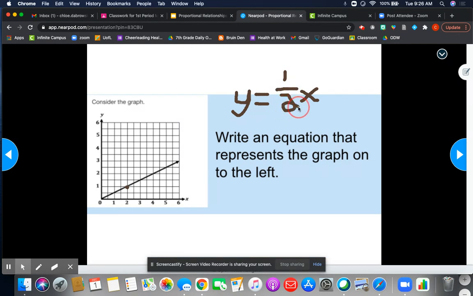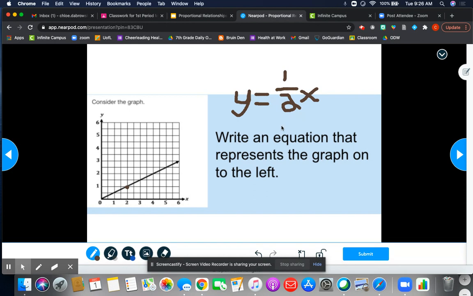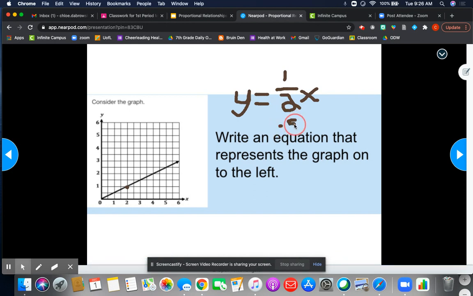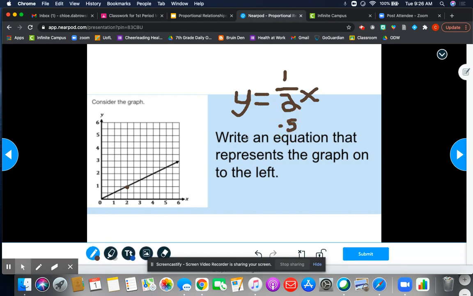So you can say y equals 1/2 x. You could also say y equals 0.5 x. So either one, if you want to do the decimal, that's great. If you want to leave it as a fraction, that's great too. But we need to have this y equals COP and then x.